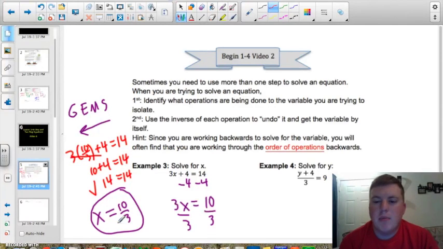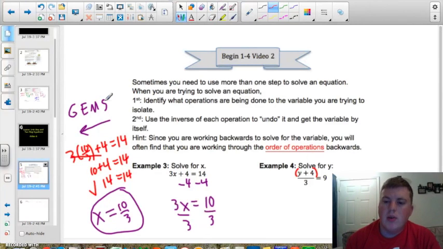Alright, let's look at example number 4. It's going to be a little bit tricky. Now notice we have a fraction. We have y plus 4 over 3 is equal to 9. Now what this fraction bar does is something that's a little bit unique. It groups everything on top and then it groups everything on bottom. So this is really like we have parentheses around that y plus 4. That fraction bar lumps that together so that we can't separate those just yet.